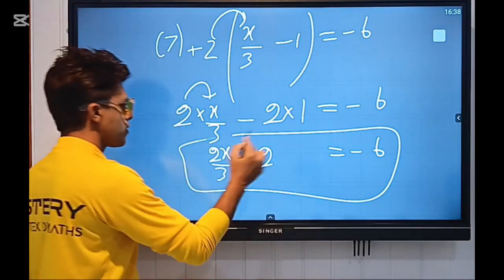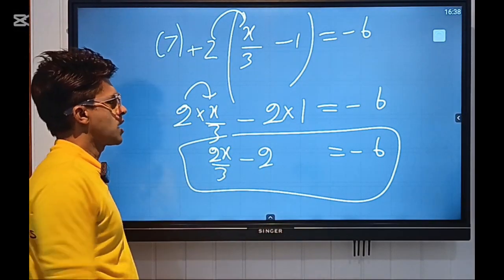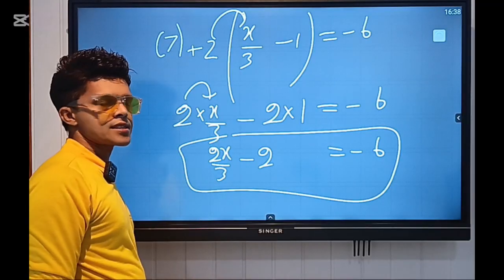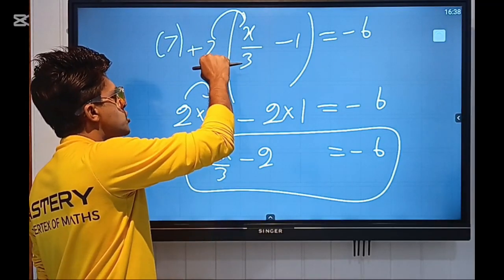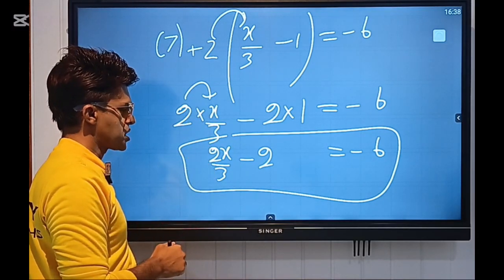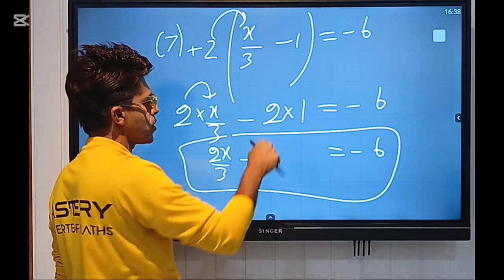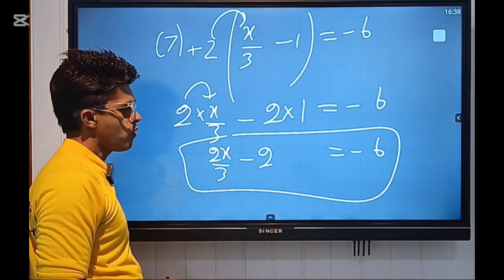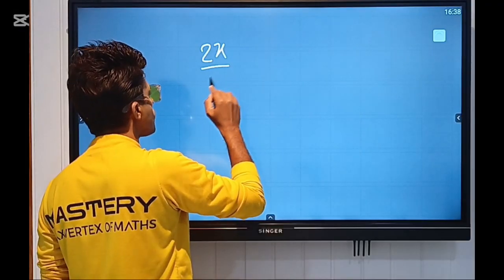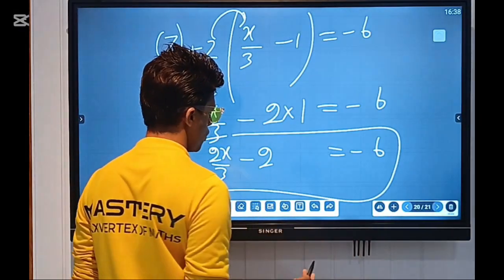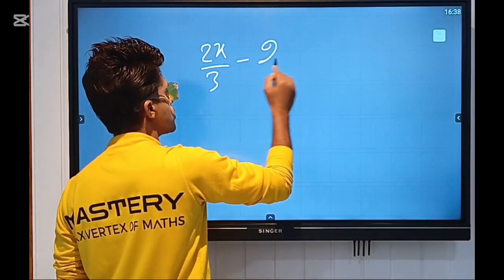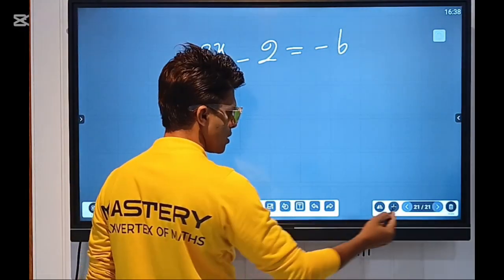Right now, you could add plus 1 to both sides. But here, really, this step is unable to be realized instantly. So 2 times x over 3, and then here 2 times x is 2x over 3. Then 2 times 1 is 2, minus 2. So 2x over 3 minus 2 equals minus 6. This is the question.